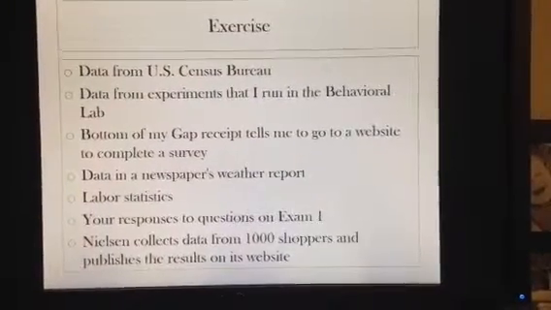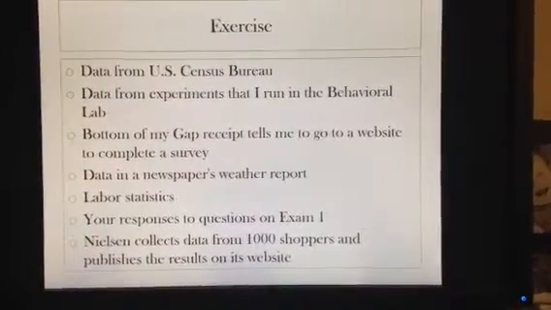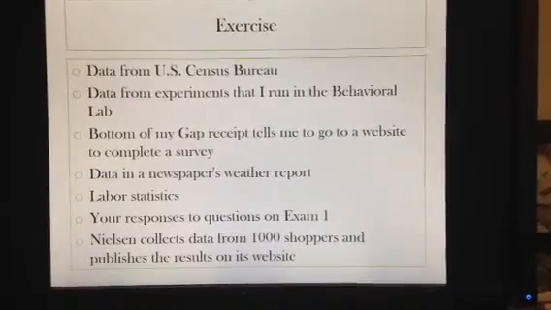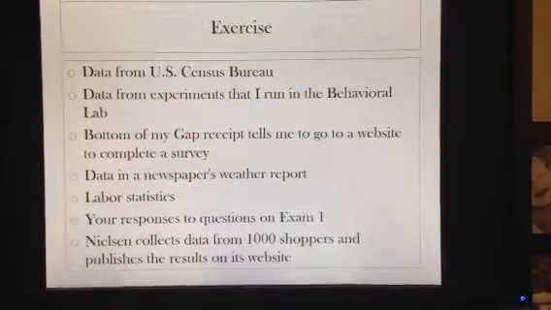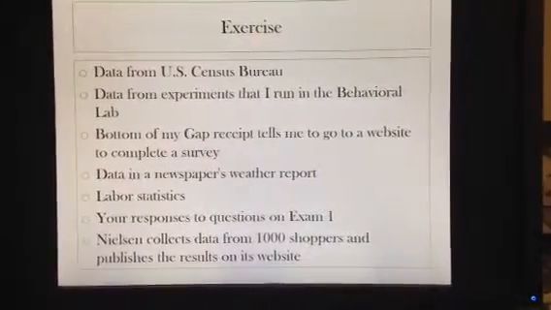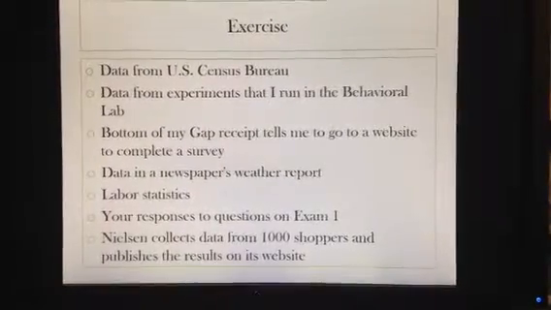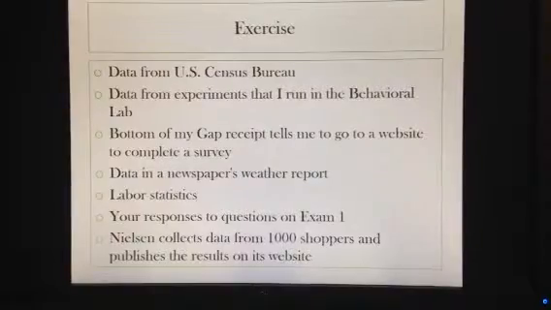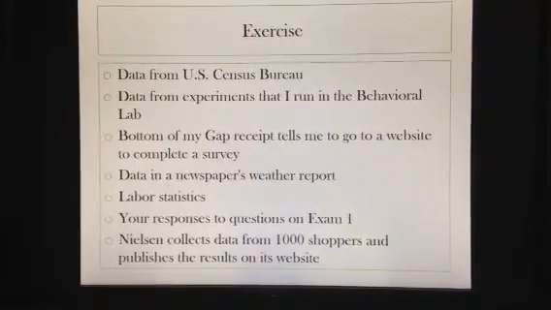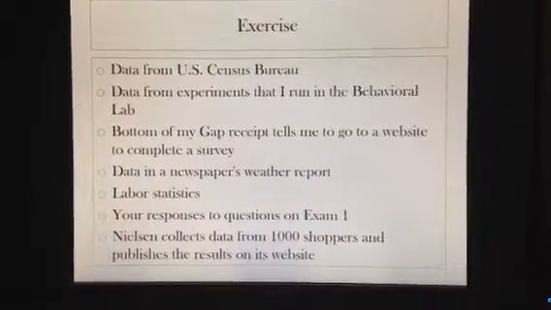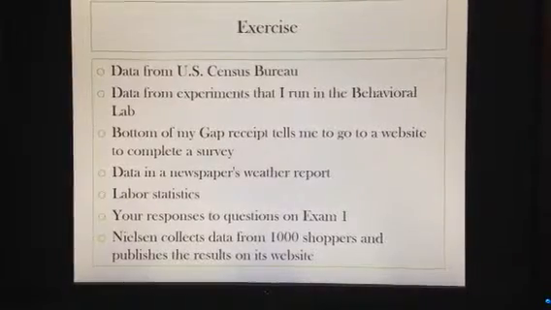Okay, so data from the US Census Bureau would most likely be secondary data. If you worked for the US Census Bureau, then it would be primary data. Data from experiments that I run in the behavioral lab, to me, this type of data would be what? It is primary data.